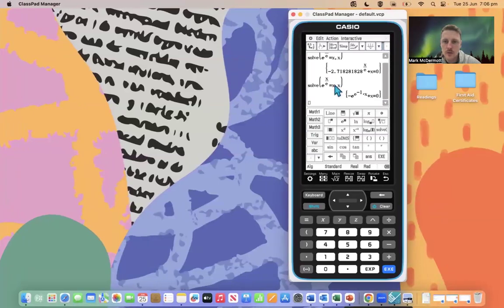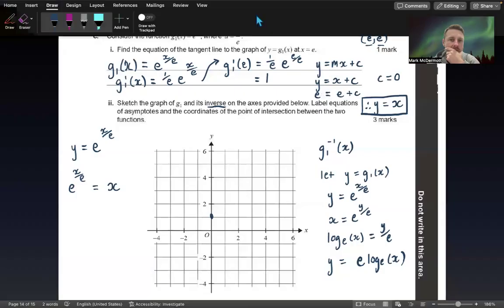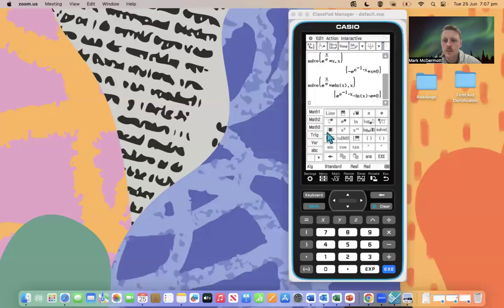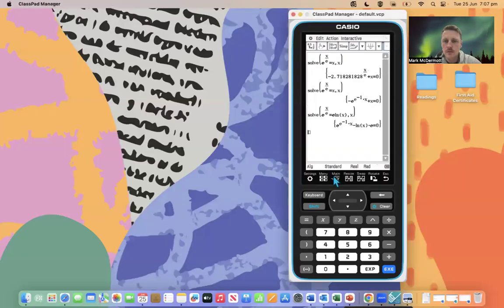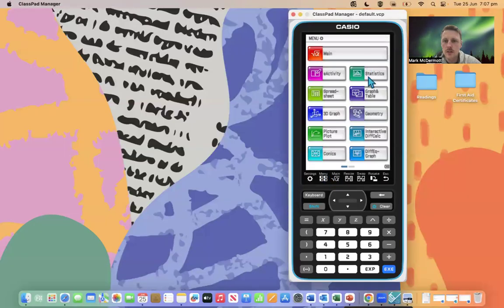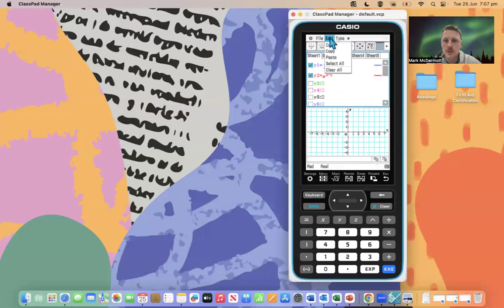Okay, that didn't seem to work for some reason. So let's set it equal to the inverse function, which is e multiplied by log e of x. Okay, for some reason, I'm not sure why it's not liking that. Maybe you can let me know.